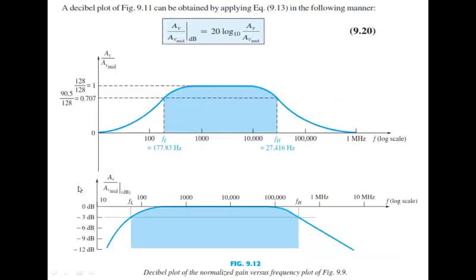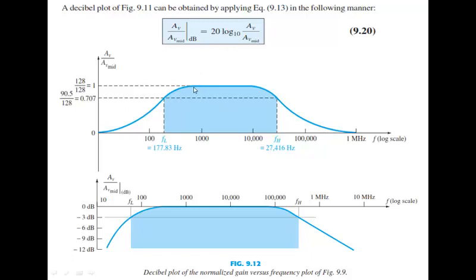And the next step is you take the 20 log of that normalized value, and when you take the 20 log of the normalized response, then you will get this response, which is in dBs. So in dBs, convert the normalized value in dBs by multiplying it by 20 log.